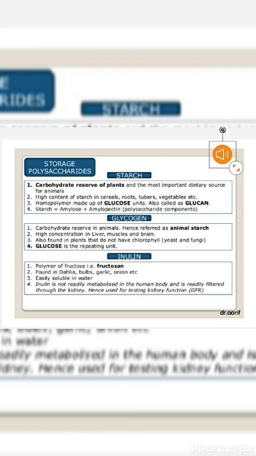One important category of polysaccharides is storage polysaccharides, meaning food is stored in this form in living organisms, like glycogen in the human body. Extra glucose, extra sugar, is stored in the form of glycogen. Inulin is also a storage carbohydrate. Starch: especially in plants, carbohydrates are stored in the form of starch.